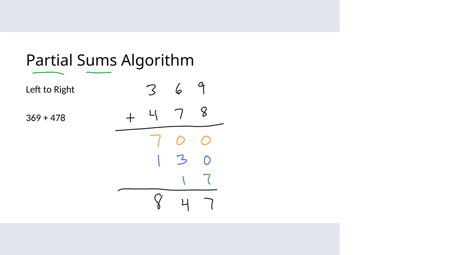But what we've done here is we've gone left to right, which is a little bit more intuitive, and we've looked at a different way to do it. It emphasizes place value, which I think there's a lot of value in that. There's a lot of good that comes from emphasizing place value. And that's the partial sums algorithm. We go left to right, and we just add up what we have each step of the way. Are there any questions on that before we look at another one?